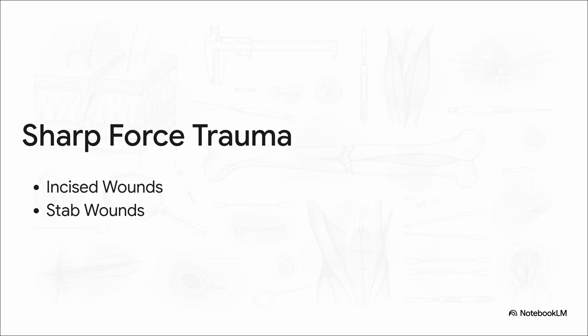Let's move to the other major type of sharp force trauma, stab wounds. Unlike an incised wound where the cut is longer on the surface of the skin, a stab wound is defined by its depth. The track penetrating into the body is significantly longer than the visible cut you see on the outside. But here's where it gets incredibly tricky and where skin tension comes into play.